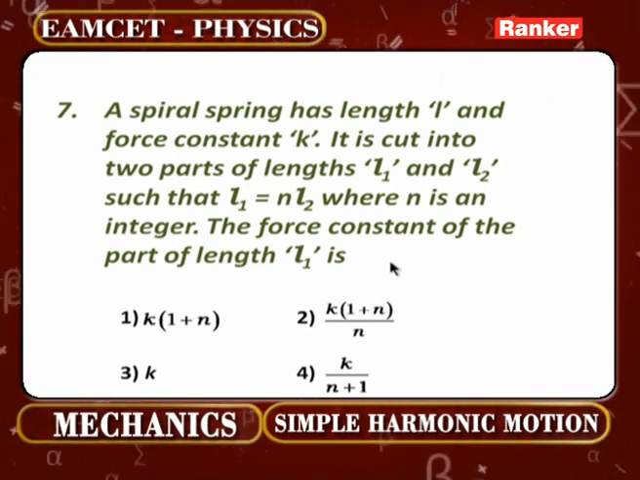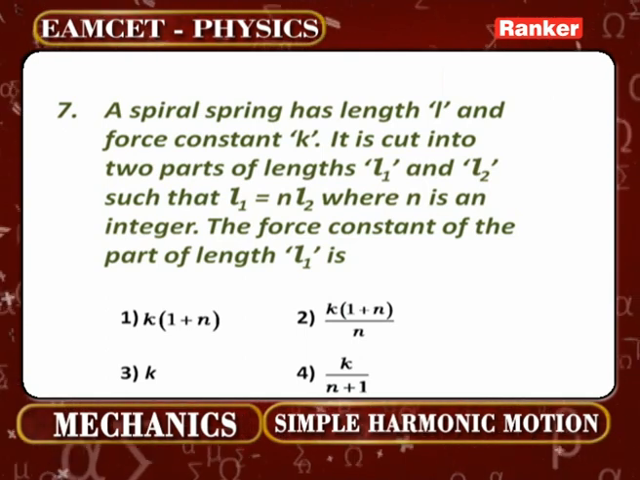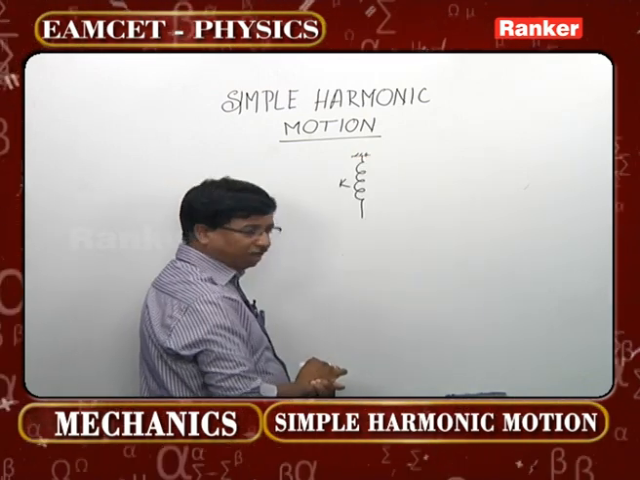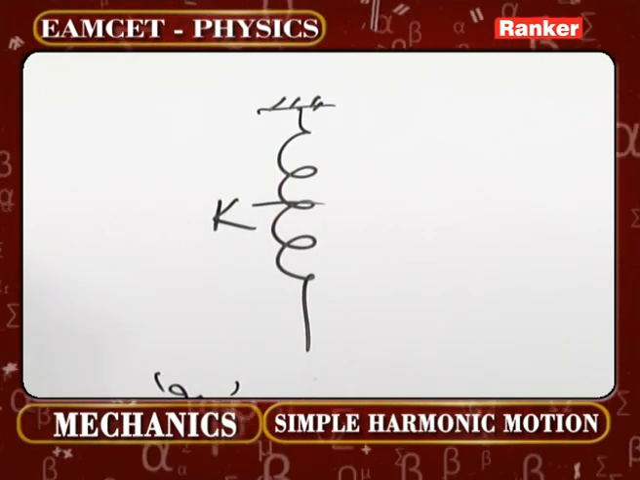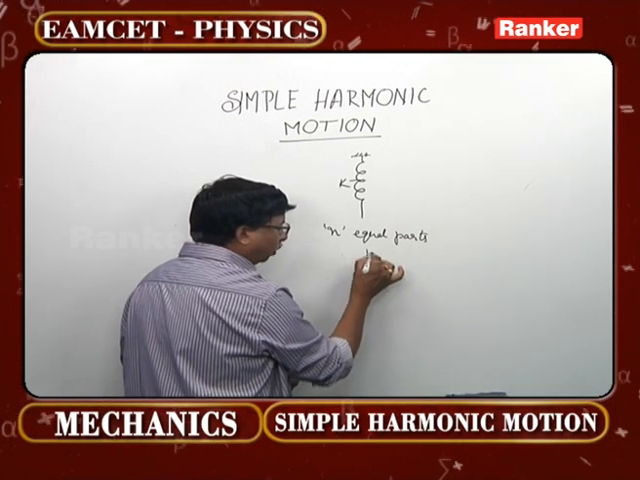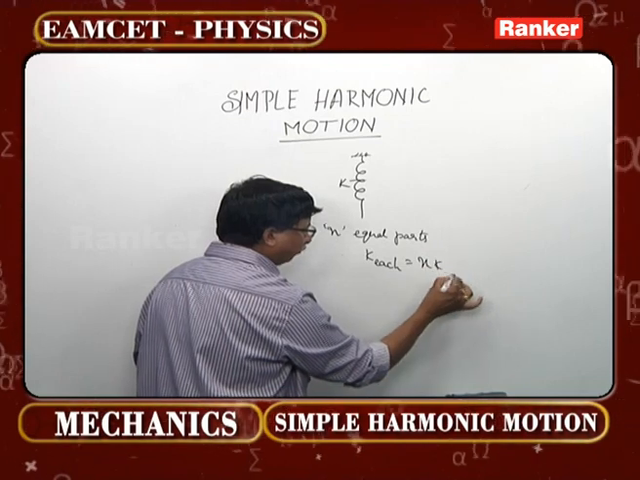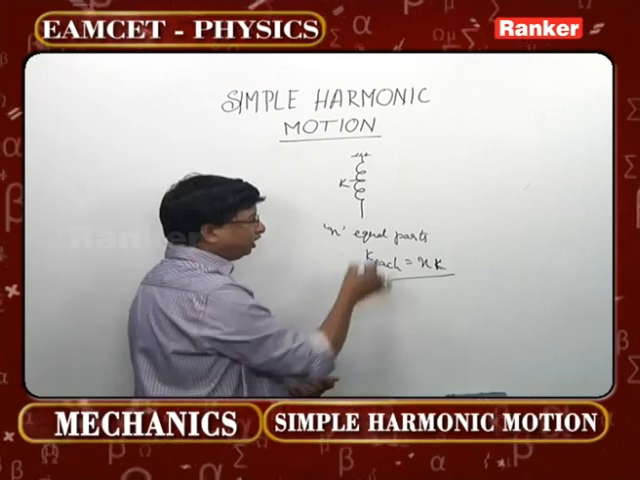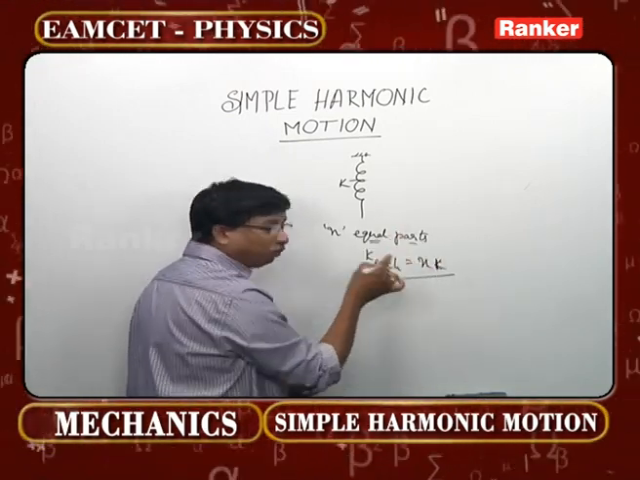One should understand first of all 2 points here. When a spiral spring having a force constant or spring constant value K is cut into n equal parts, the value of K of each part will be n times the value of K of the original one. Suppose it is made 2 parts, 2K; 3 parts, 3K; n parts, nK. This is when they are of equal parts.